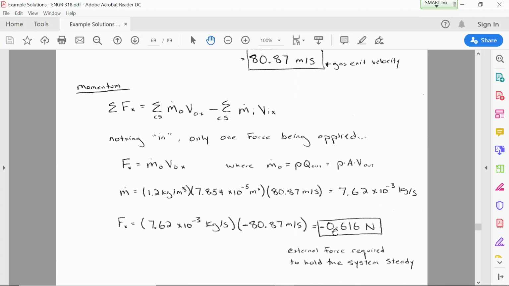Here the negative sign indicates that it's to the left, and what I should have done is, in the note down here, I should have said the external force to hold the system steady is to the left. I should have a third time clarified the direction that I intended my answer to reflect.